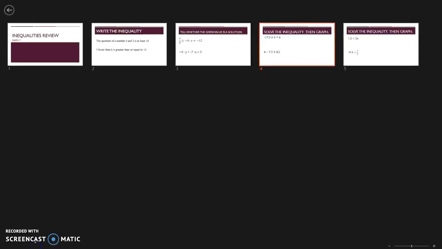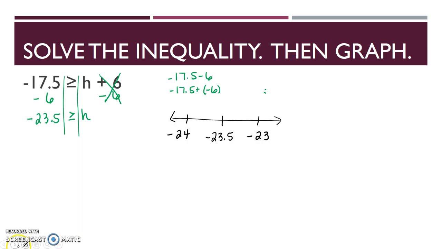So now what we have to decide on this problem is our circle, when we graph, going to be an open circle or a closed circle. So because we have this or equal to part, this is going to be a closed circle. So on negative 23.5, I'm going to plot a solid colored in circle. And then h is less than or equal to that. So smaller numbers is where we have to shade. So we're going to shade towards the left. And that's going to be our final answer there.